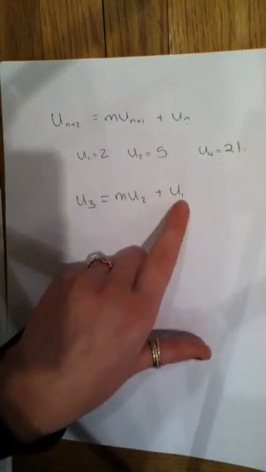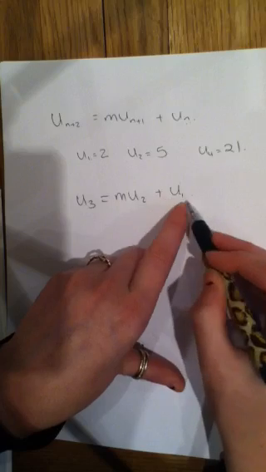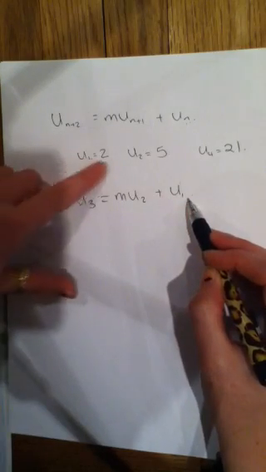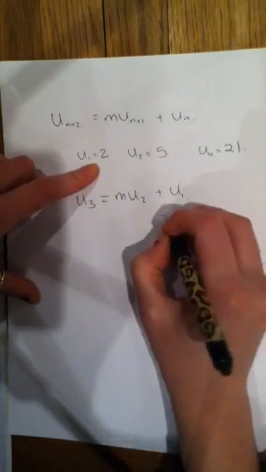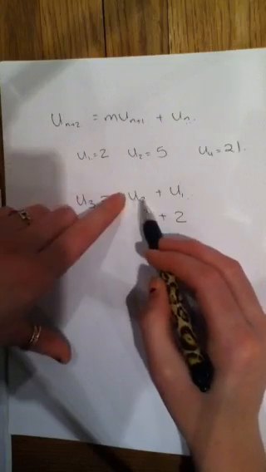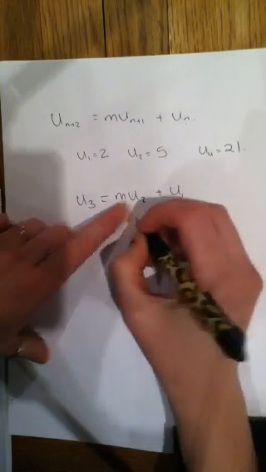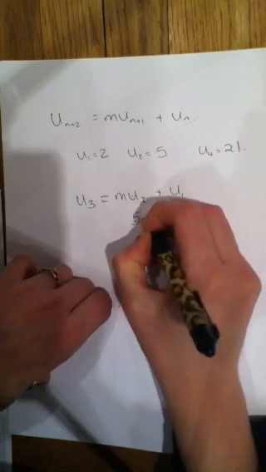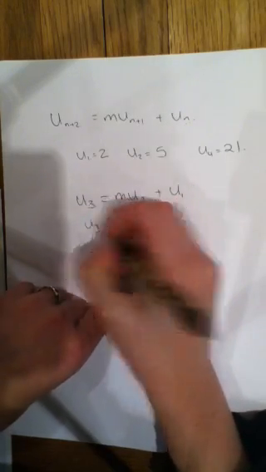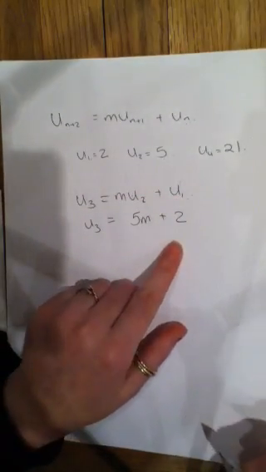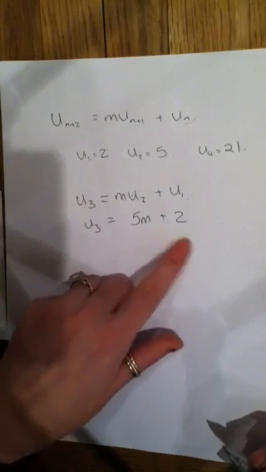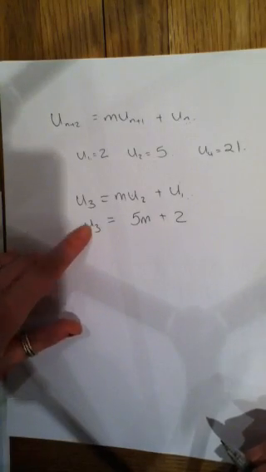Now u1, that's the term in the sequence number 1, first term, that's 2. I know that already. u2, that's the term in the sequence that comes second, apparently that's 5, I already know that. I'll put the m on the other side. So now I know what the third term in the sequence is, almost. It's 5m add 2. So that's the third term in the sequence.